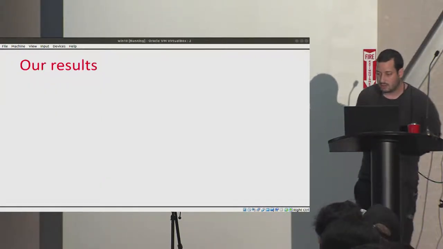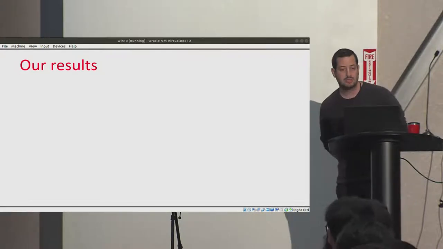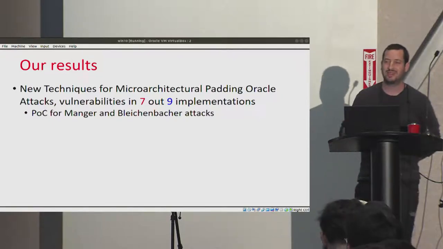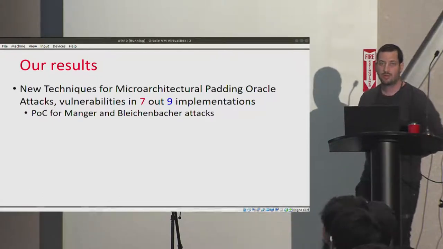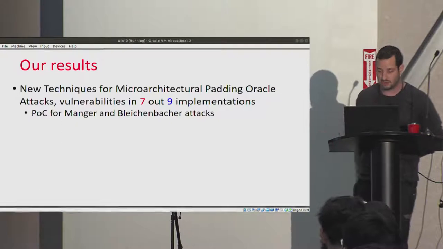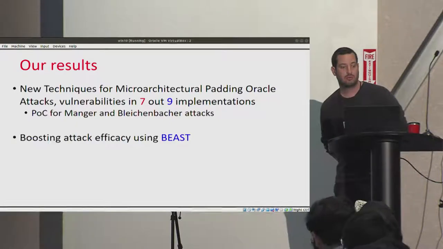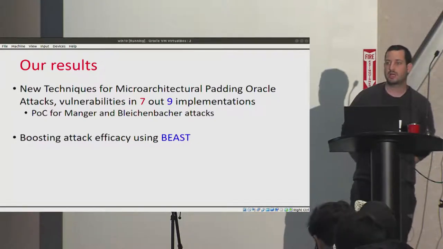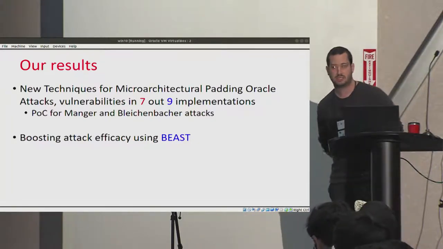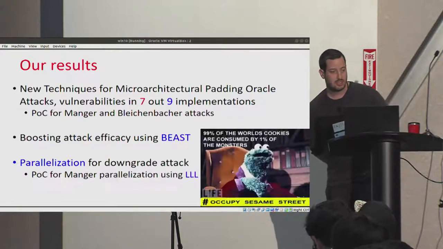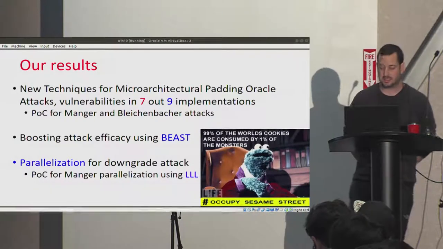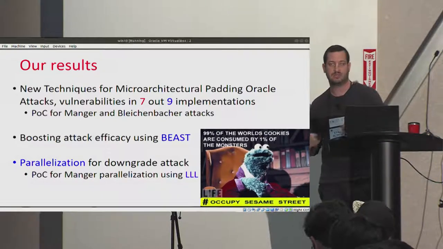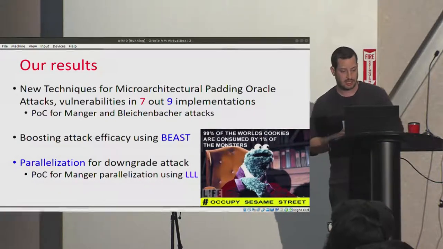Okay. So if we try to sum up our results, we show several techniques for microarchitectural padding oracle attacks. We found that 7 out of 9 implementations that we checked were vulnerable. We show a proof of concept for the Manger and Bleichenbacher attacks. We show how we can boost the attack efficiency using this type of attack, and how we can parallelize this attack to do a downgrade attack. And we have a proof of concept for an attack using a Manger oracle and LLL.